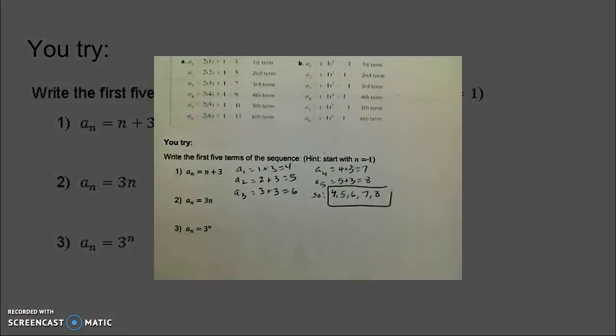Let's take a look at our first example. So if we're substituting in the values 1, 2, 3, 4, and 5 in place of n, we would have A sub 1 is 1 plus 3 equals 4. A sub 2, 2 plus 3 equals 5. A sub 3, 3 plus 3 equals 6. A sub 4, 4 plus 3 equals 7, and A sub 5, 5 plus 3 equals 8. So the first 5 terms of the sequence would be 4, 5, 6, 7, and 8.